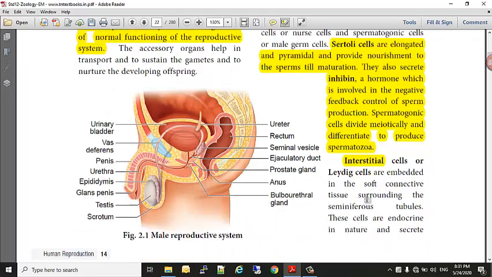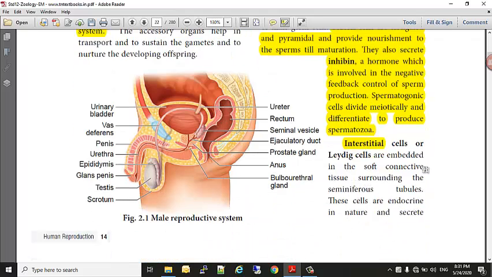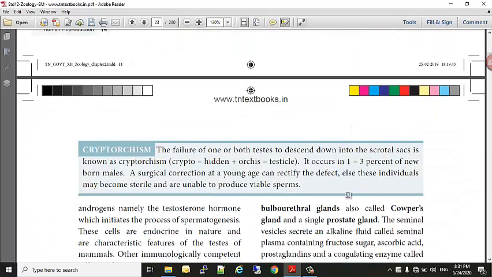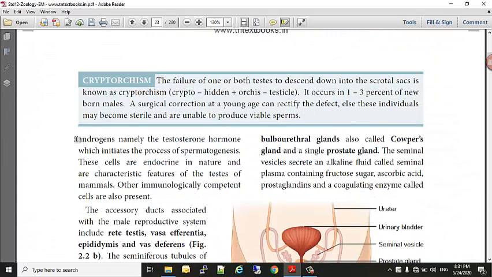Okay. Yes. Interstitial cells or Leydig cells are embedded in the soft connective tissue surrounding the seminiferous tubules. These cells are endocrine in nature and secrete androgen, namely the testosterone hormone, which initiates the process of spermatogenesis. So not only the Sertoli cells, the other cells in the seminiferous tubules produce androgen, the testosterone hormone. These cells are endocrine in nature and a characteristic feature of the testis of the male.